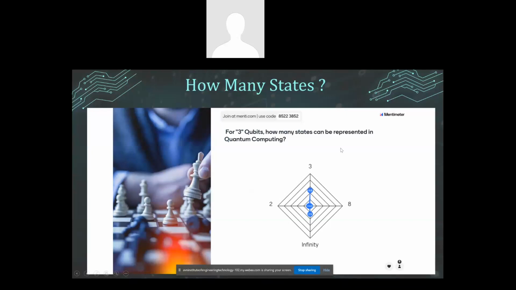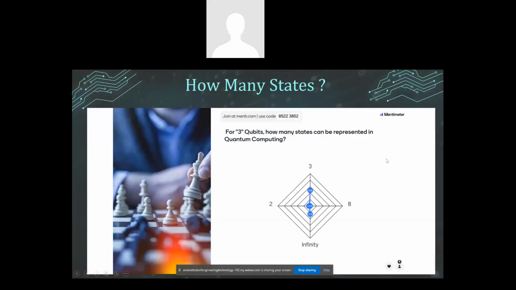I'll wait for another minute, so that you can think and answer. Right. So based on the responses, I see most answers are leaning towards three states.